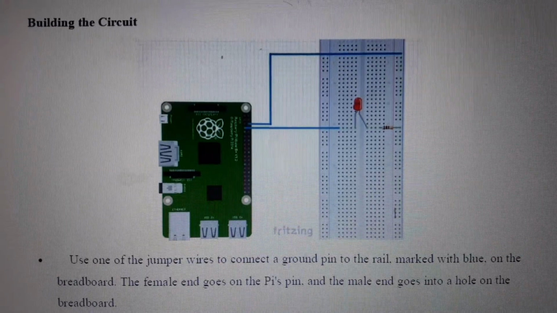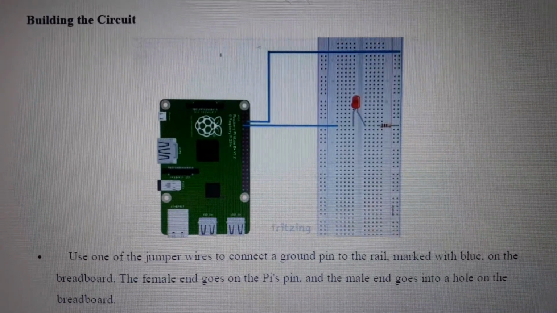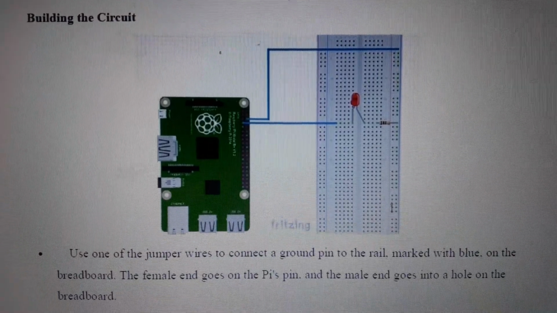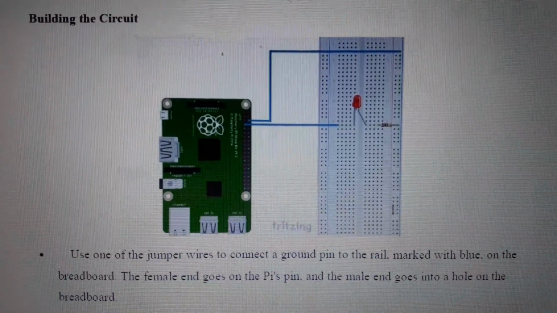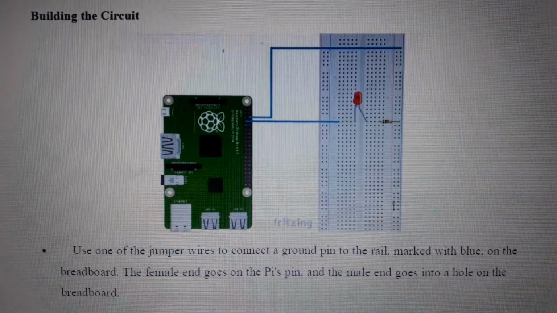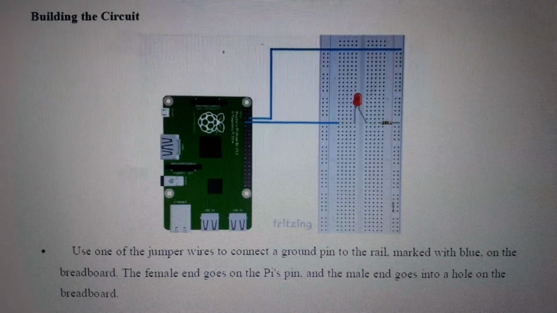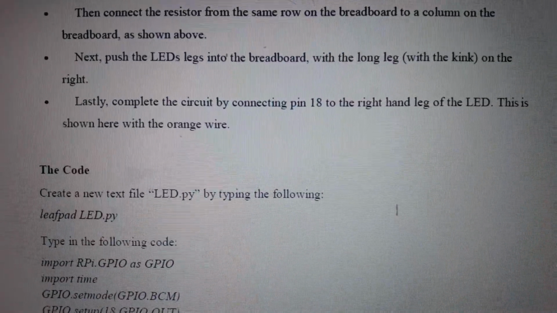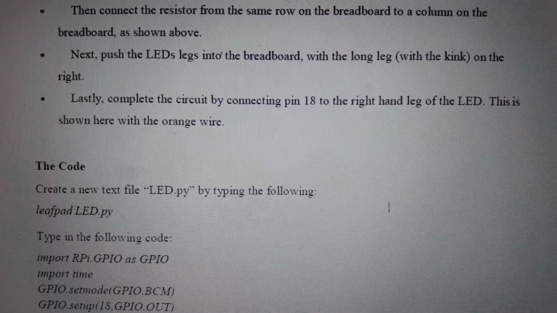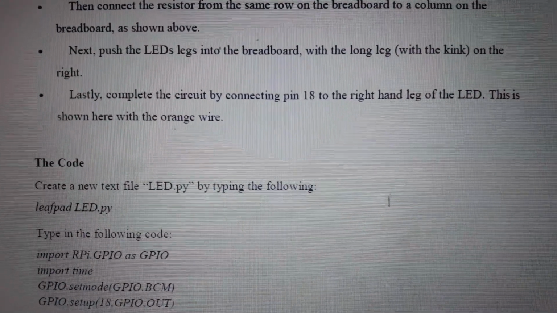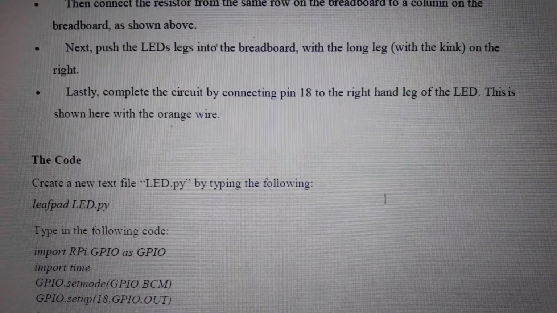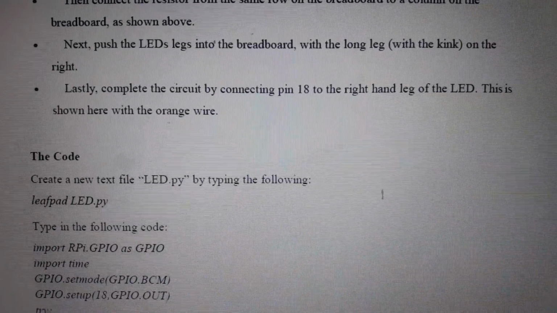So here you will see building a simple circuit using the Raspberry Pi and breadboard. Use one of the jumper wires to connect one of the ground pins to the rail marked with blue. The female end goes on the Pi pins and the male end goes into the hole on the breadboard. Then connect the resistor from the same row on the breadboard to a column on the breadboard. Next, push the LED legs into the breadboard with the long leg on the right. Lastly, complete the circuit by connecting pin 18 to the right hand leg of the LED.